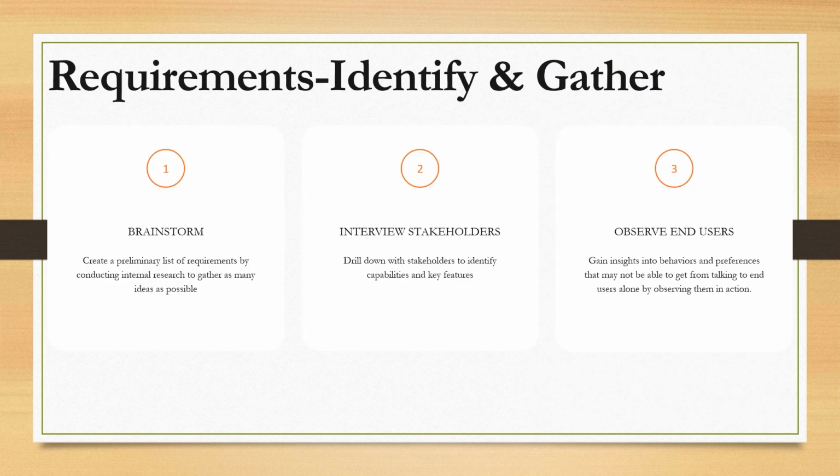Next are the methods we used to identify and gather project requirements. First, we started brainstorming and performed internal research to create a preliminary requirements list. Then we interviewed stakeholders, talking to multiple people to identify the capabilities and the features. And we also observed end users to gain insight into behaviors and performance that we might not get from talking.